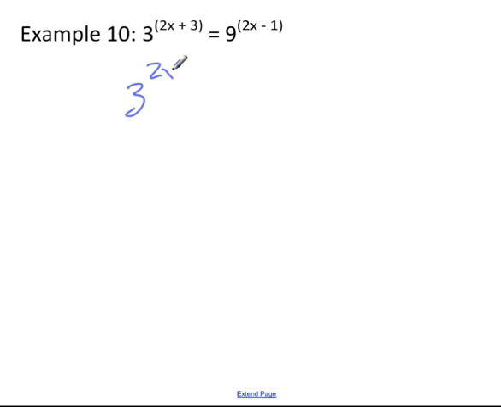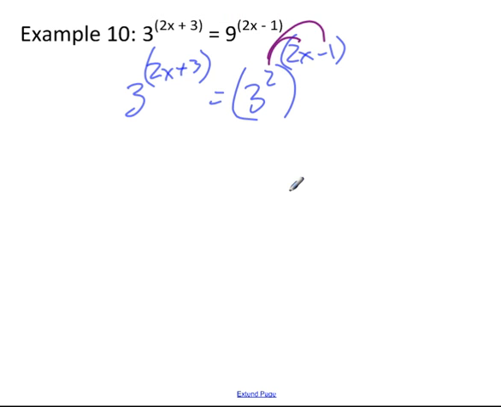3 to the 2x plus 3 is going to equal 3 squared to the 2x minus 1. So here it's going to be kind of like distribution. We've got to multiply the 2 times these things, so you've got to distribute it. 2 times 2x is going to be 4x, and 2 times minus 1 is minus 2.